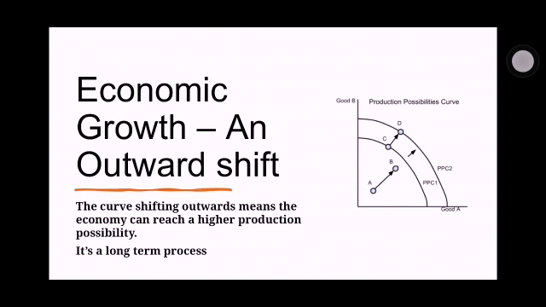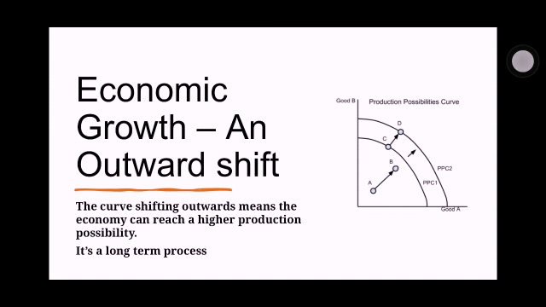Now, take a good look at the PPCs, there's PPC 1 and PPC 2. Economic growth is presented in a PPC by an outward shift of the PPC. This is simple logic. The production possibility curve denotes the maximum production capacity. So if it shifts outwards, that means this maximum production capacity increases, which means the GDP, the production of the economy, will increase, leading towards economic growth. This is a long-term process.